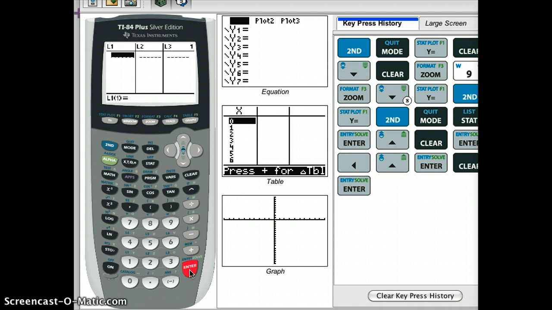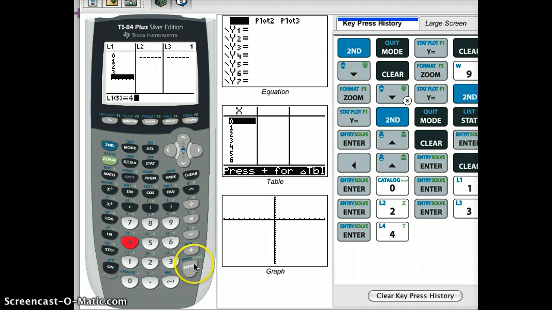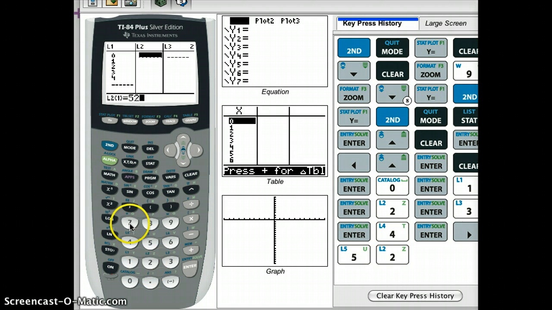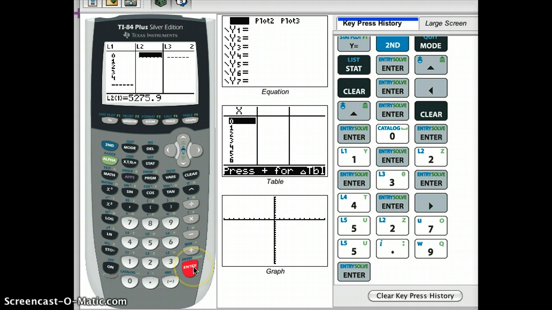So instead of 1995, 96, 97, 98, 99, in list 1, I'm going to put 0, 1, 2, 3, and 4. So you just simply type them in and hit enter in between. But the important thing is remembering what those meant, okay? And then in the next one, list 2, I'm going to type in my values. So it was 5,275.9, and you should be going ahead and trying to do this on your graphing calculator.